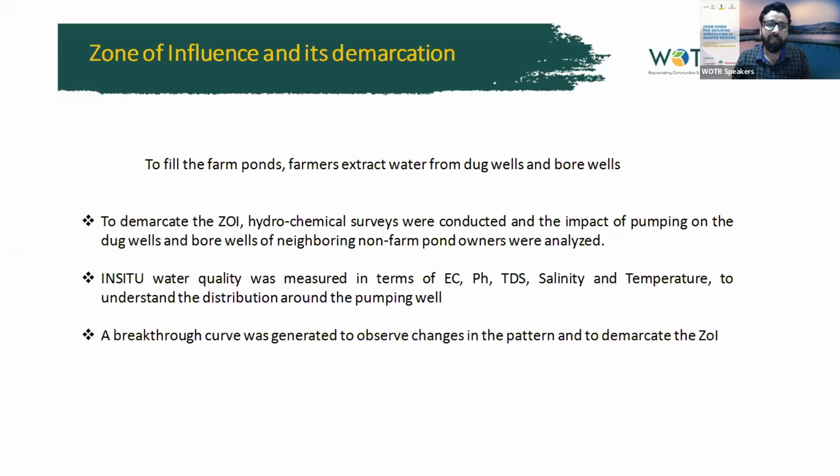So in order to fill the farm ponds, farmers extract a huge quantum of water from the extraction structures in terms of bore wells and dug wells. As a result, a local cone of depression forms which influences the surrounding wells under the zone of influence. So to demarcate the zone of influence, several wells were selected around the pumping well, and subsequently in situ parameters in terms of electrical conductivity, pH, TDS, salinity, and temperature were analyzed.